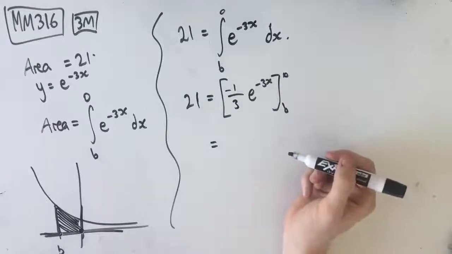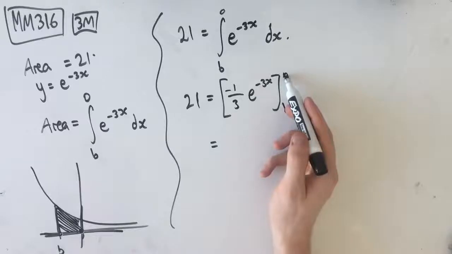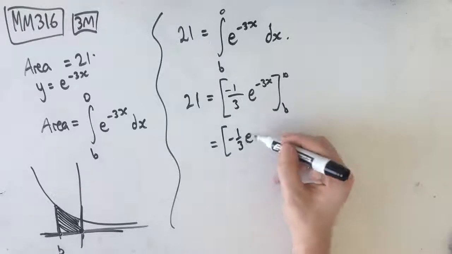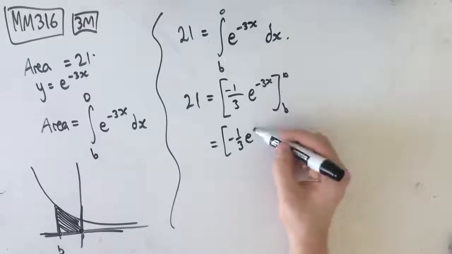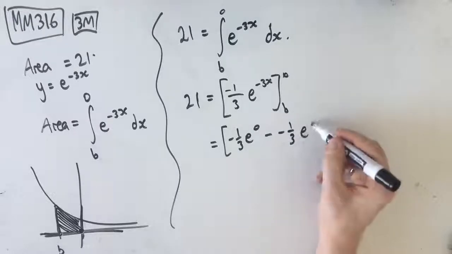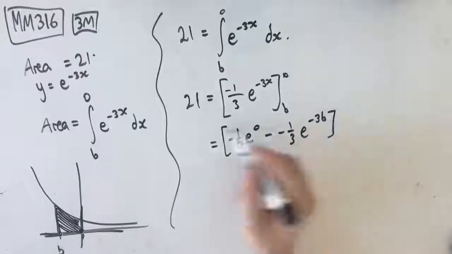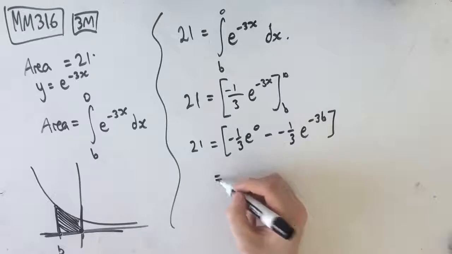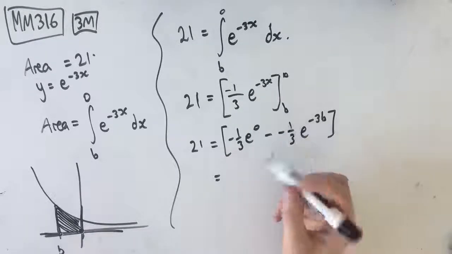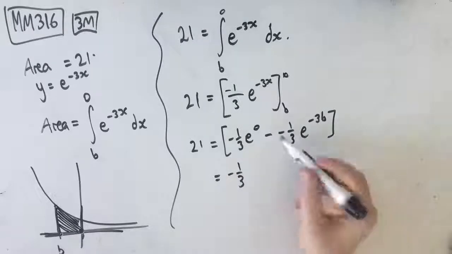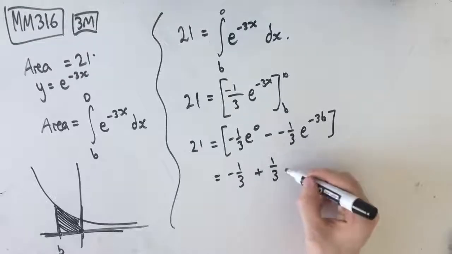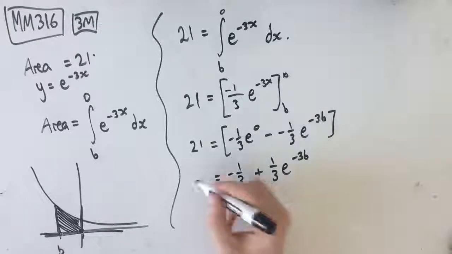Awesome. So from here we can now sub in our value of 0 and then sub in our value of b. So we get negative 1 on 3, e to the power of negative 3 times 0 is just 0, take away negative 1 on 3, e to the power of negative 3b. That's equal to 21. Sweet. So let's clean this up a little bit. E to the power of 0 is just 1, so this is just equal to negative 1 on 3, and then negative take away a negative is a positive, 1 on 3, e to the negative 3b.